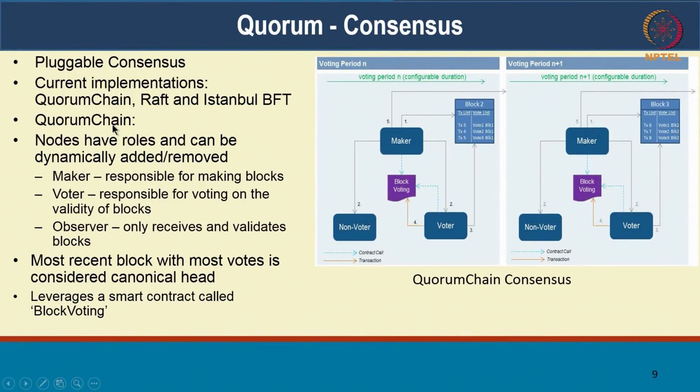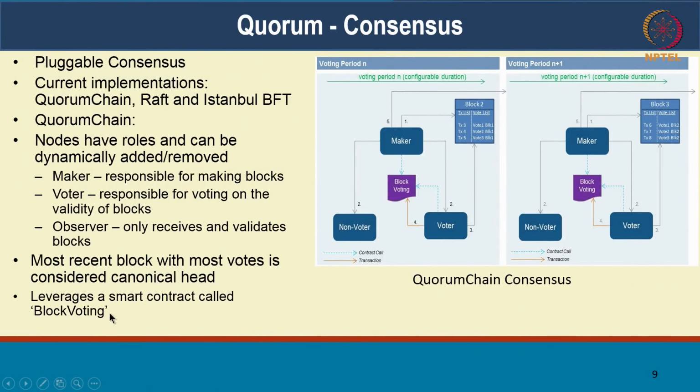Each peer can have one or more roles. It can be a maker, which is the peer responsible for creating the block. There could be a voter, which is responsible for voting on whether a block is valid or not. And there could be observers who are just validating whether a block is valid. The most recent block with the most votes is considered the head of the chain. There could be forks, of course, but as people vote on it, the head will get determined, and hopefully a single chain of transactions will emerge.